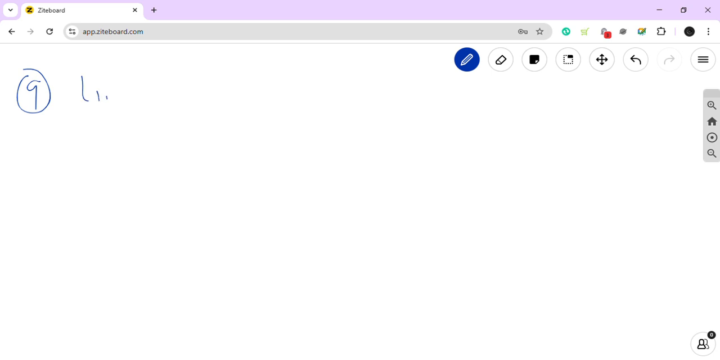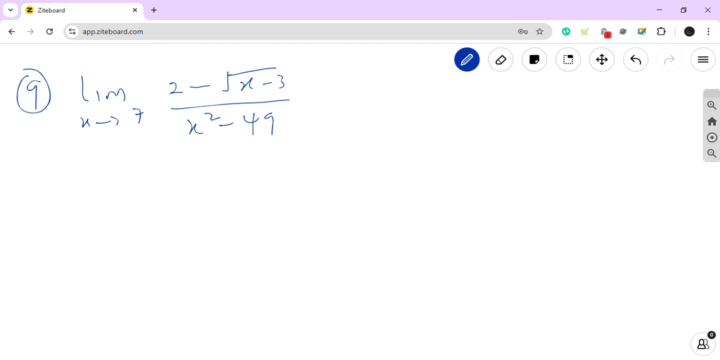Alright, so the limit as x tends to 7, and we have this function: 2 minus root x minus 3, over x squared minus 49. So I already told us what to do. You multiply up and down by the what?